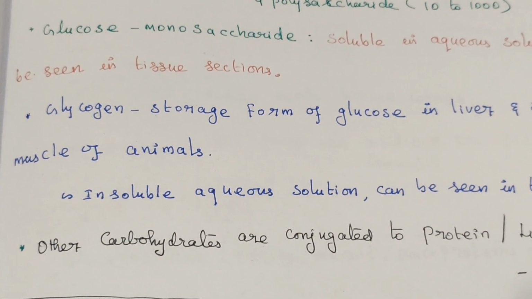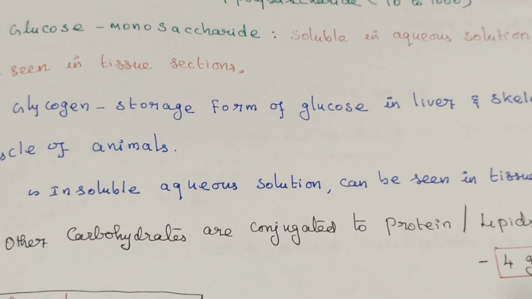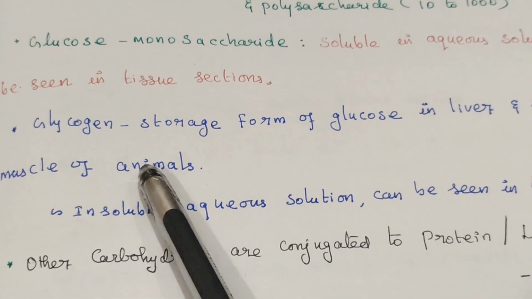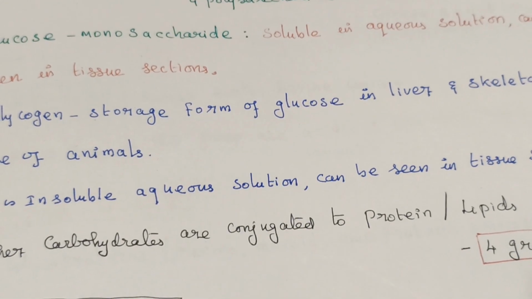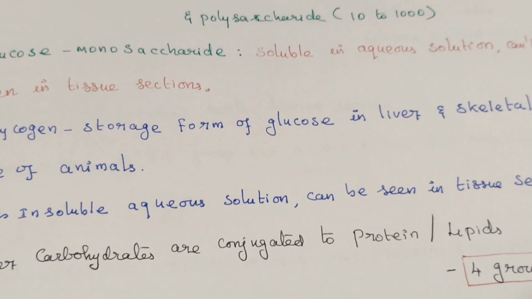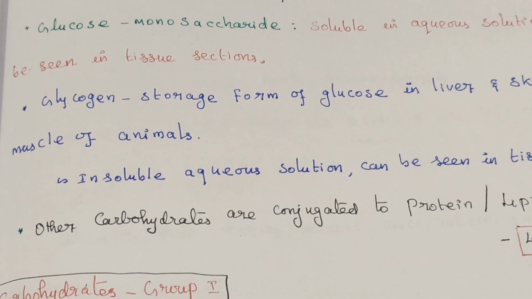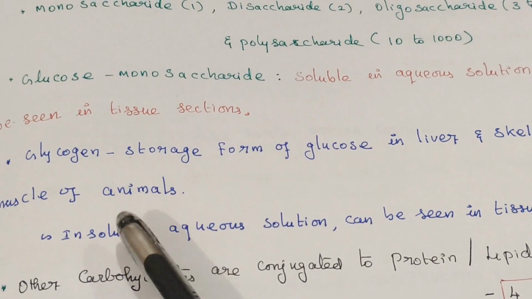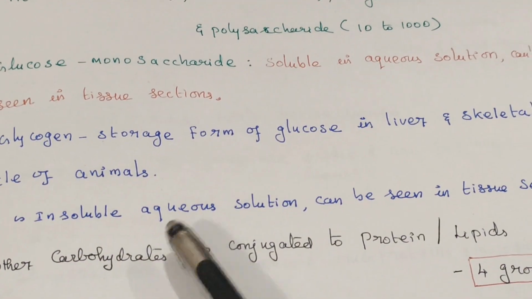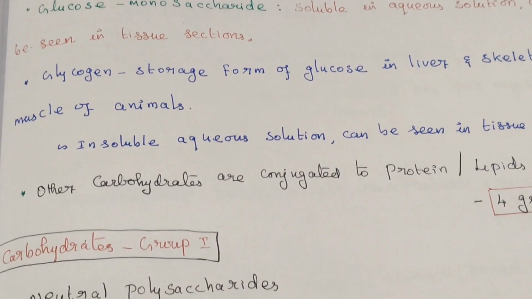Then glycogen is the storage form of glucose in the body, most specifically in the liver and skeletal muscles of animals. If somebody consumes an excess amount of glucose, it is converted into glycogen for storage, where it is stored in our liver and skeletal muscles. Glucose is soluble in aqueous solution, whereas glycogen is insoluble in aqueous solution. That is the reason we can see it in the tissue section.